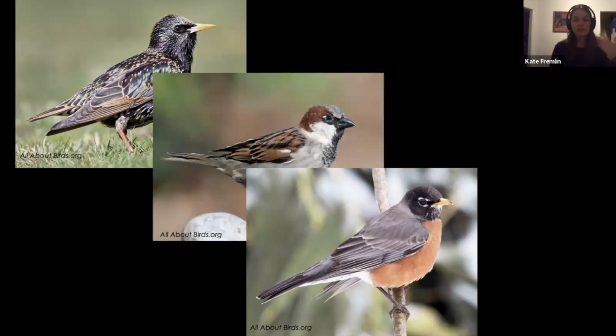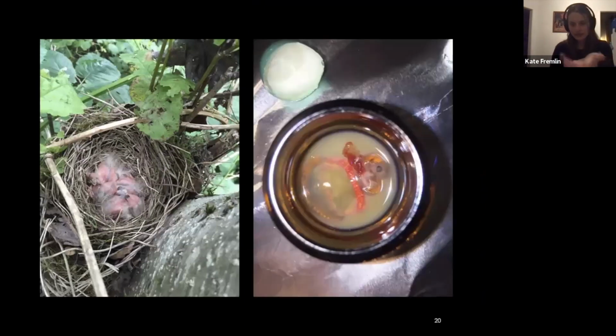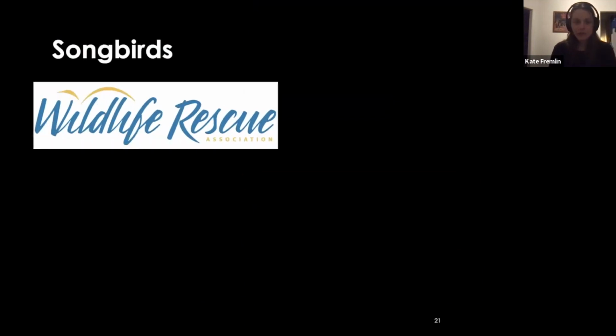So potentially trying to do mist netting or collect eggs or nestlings from nests. However, in the Metro Vancouver area, that's often very difficult to do because there are so many people around, so it's proving very challenging. This is an example of a robin nest where I collected a nestling and an egg. Because it was proving very challenging to collect enough samples, I reached out to the Wildlife Rescue Association.